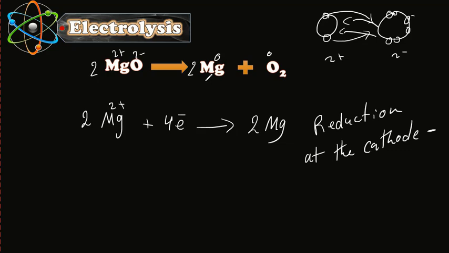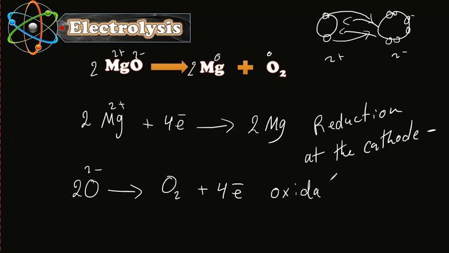Now let's look at oxygen. Here we have 2 oxygen, they are 2 negative. This will lose electrons, so we write an arrow. Then it will be O2 plus how many electrons? We have 2 atoms of oxygen, every atom will lose 2 electrons, so 2 times 2 is 4 electrons. And this now is oxidation, because it lost electrons.